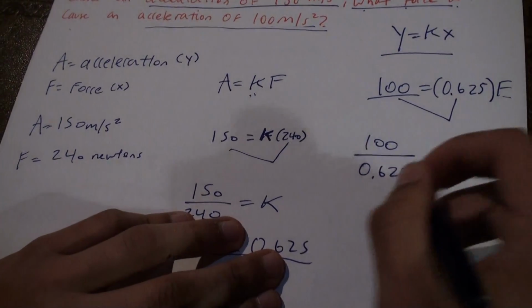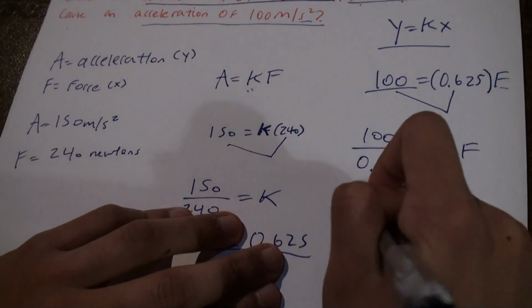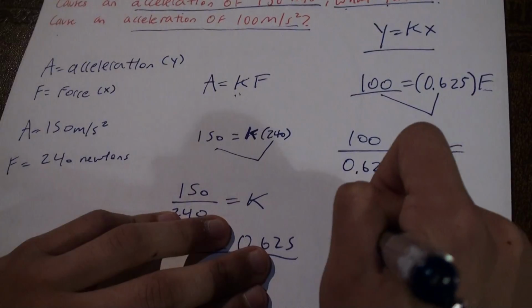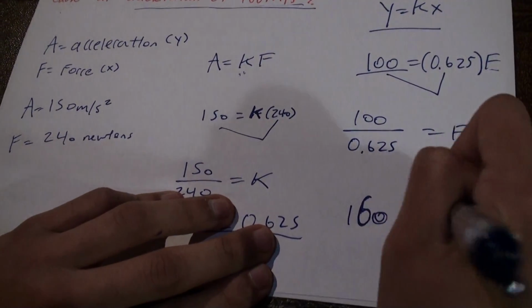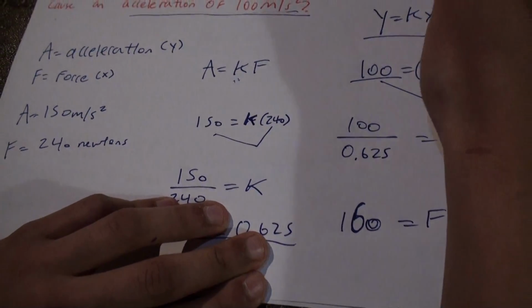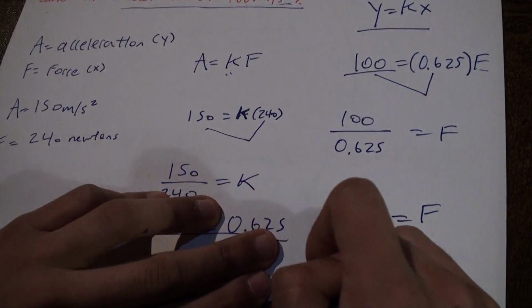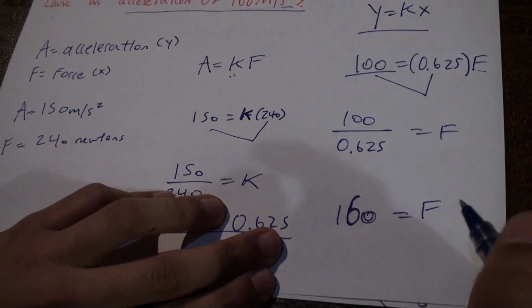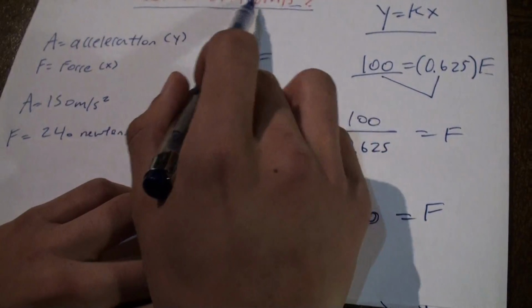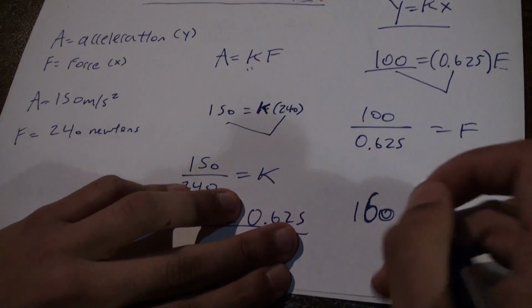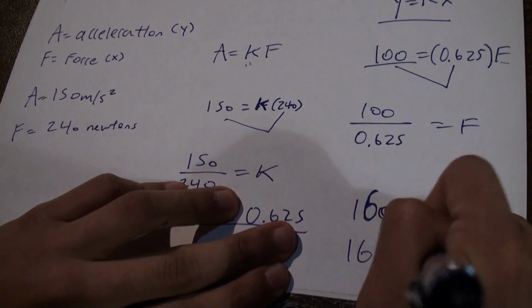you would get 160 equals F. And F is in newtons because it's force. So when the acceleration is 100 meters per second squared, the force would be 160 newtons.